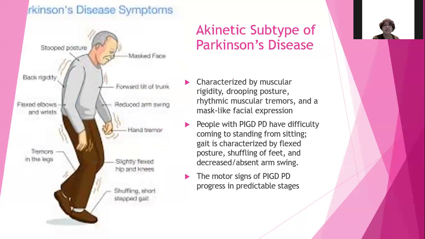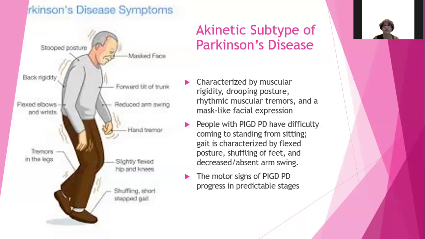The akinetic subtype of Parkinson's is kind of what we imagine as typical Parkinson's disease. Typical idiopathic Parkinson's is characterized by muscular rigidity, drooping posture, rhythmic muscular tremors, and a mask-like facial expression. Sometimes people's hand tremor is called a pill rolling tremor, where their thumb and fingers roll together. People with akinetic or PIGD PD have difficulty coming to standing from sitting. Their gait, in the later stages obviously, is characterized by flexed posture, shuffling gait, and decreased or absent arm swing. A lot of times, initially the symptoms come on one side more than the other, and then in later stages, both sides are affected.